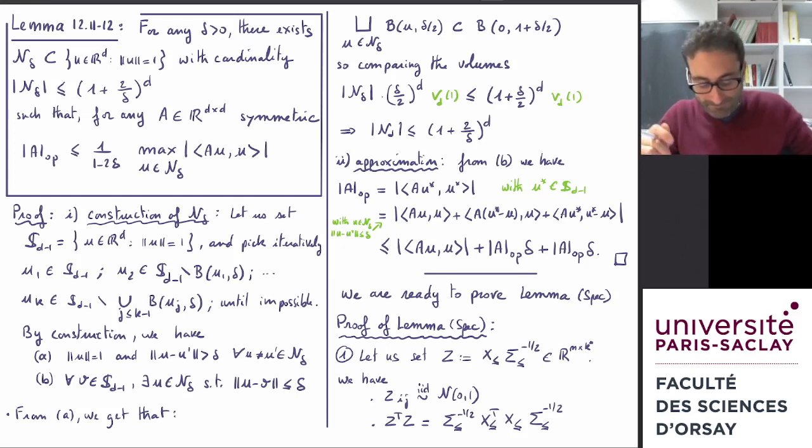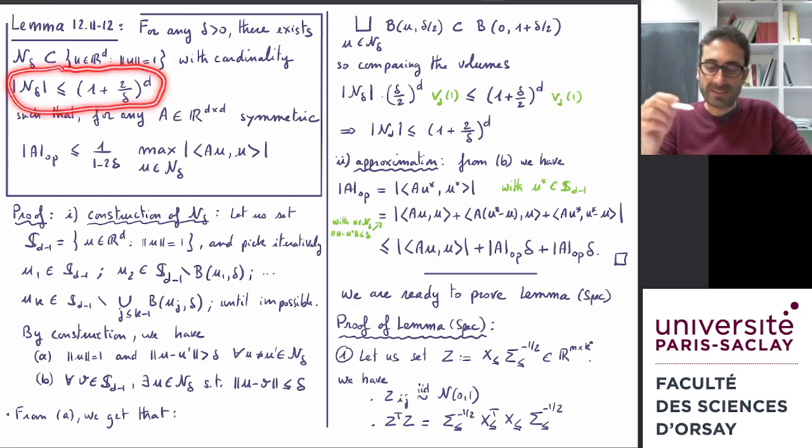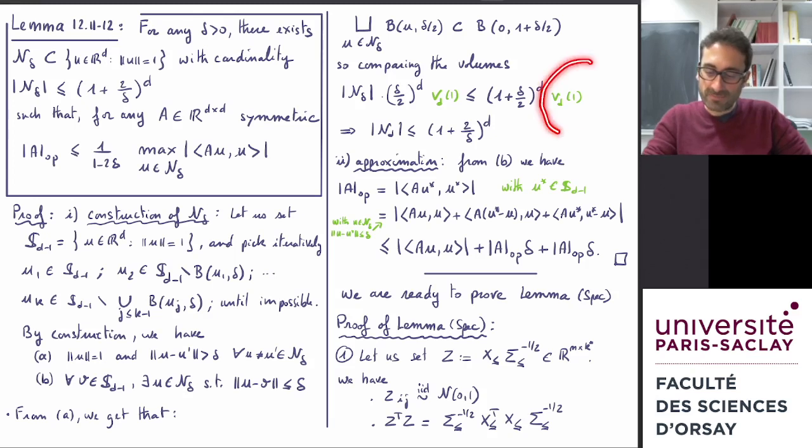And now the first thing that we will do is to give an upper bound on the cardinality of the set N delta. So let me do a small picture. So what we have is that we have our sphere, and then we have picked some points which are all delta away from each other. So what you know is that if you look at the balls which have a radius delta over 2, you know that these balls are disjoint.